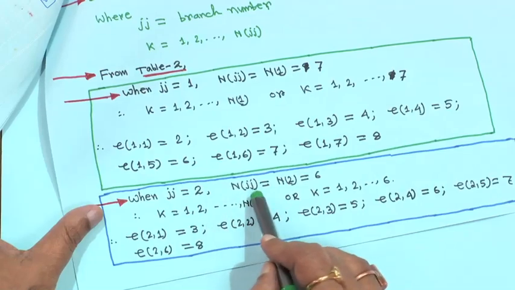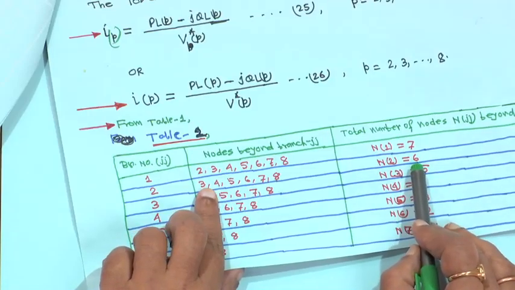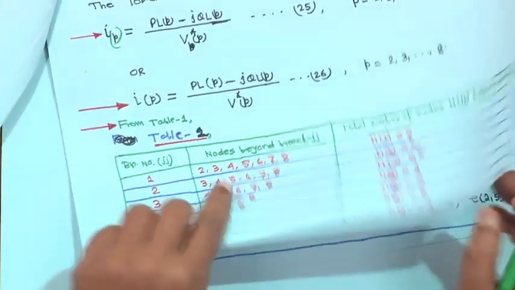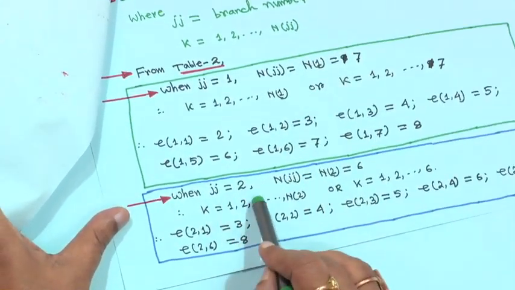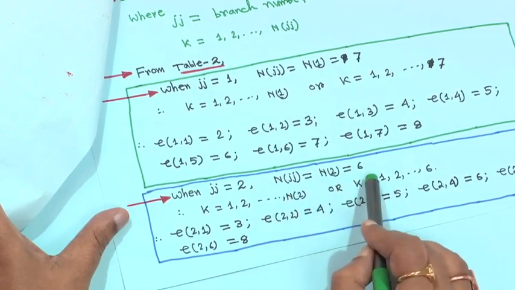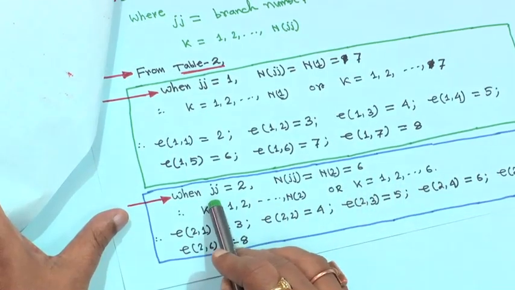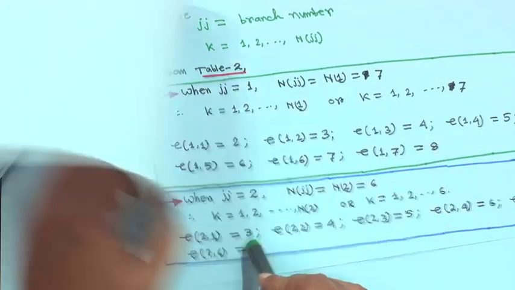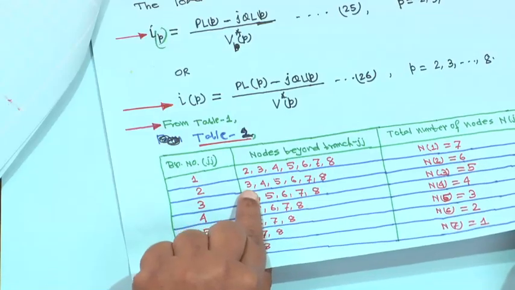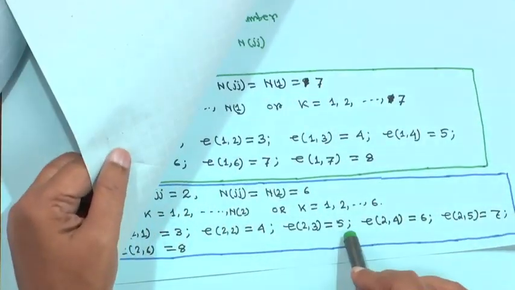When jj is equal to 2, n_jj is n2, which is 6. That means here there are 6 nodes, so n2 is equal to 6. Therefore, when jj is equal to 2, it will be E21, because your matrix is E(jj,k). So when jj is equal to 2, n2 is 6, and k is varying from 1 up to n2, that is, 1 to 6. So you can write E21 is equal to 3, the second row here. Then E22 is equal to 4. Then E23 is equal to 5.